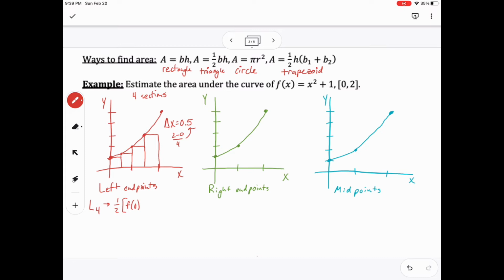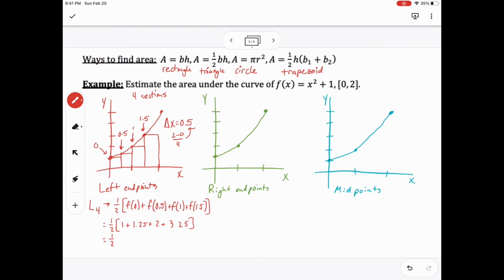So for the left endpoint, for rectangles, I want to be able to use just the normal formula of base times height. And so breaking this down, the width or the base of each of these rectangles is going to be 0.5, because I have 4 rectangles or 4 sections, and because I'm finding an area between 0 and 2, that breaks down into 0.5 of a width.